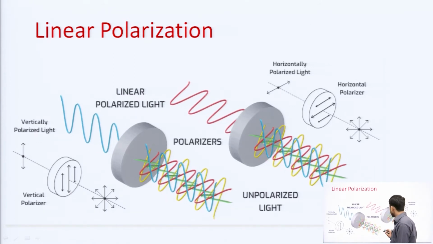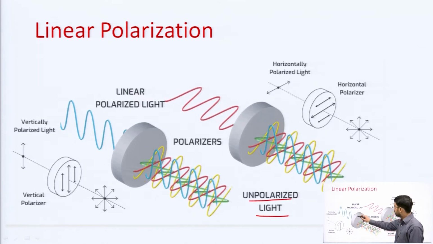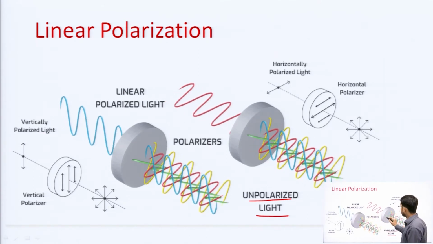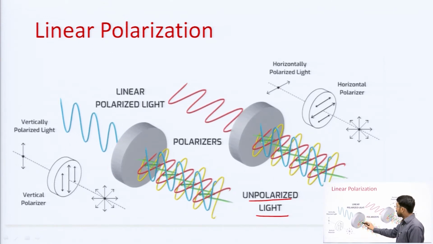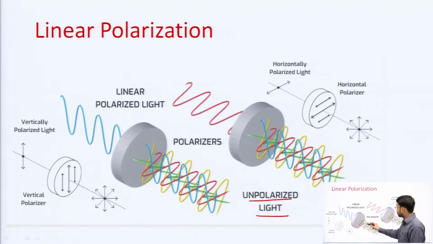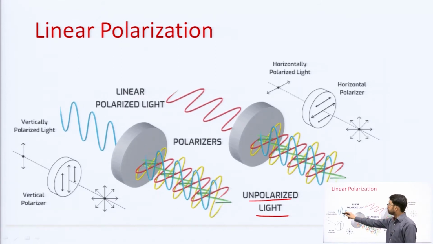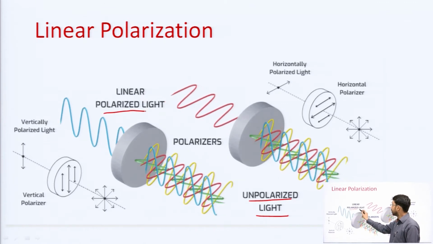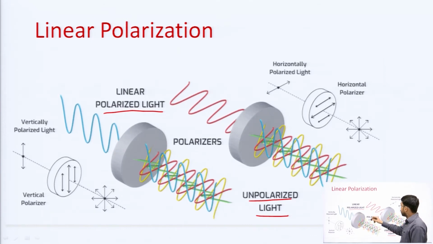So, from this direction unpolarized light is coming onto these polarizers. This is a vertical polarizer, this is a horizontal polarizer. So, what will it do? It will only allow vertical vibrations to pass. So, the vibrations in blue color are passing. So, this is plane polarized light, vertically polarized light, okay, or we can call it linearly polarized light.